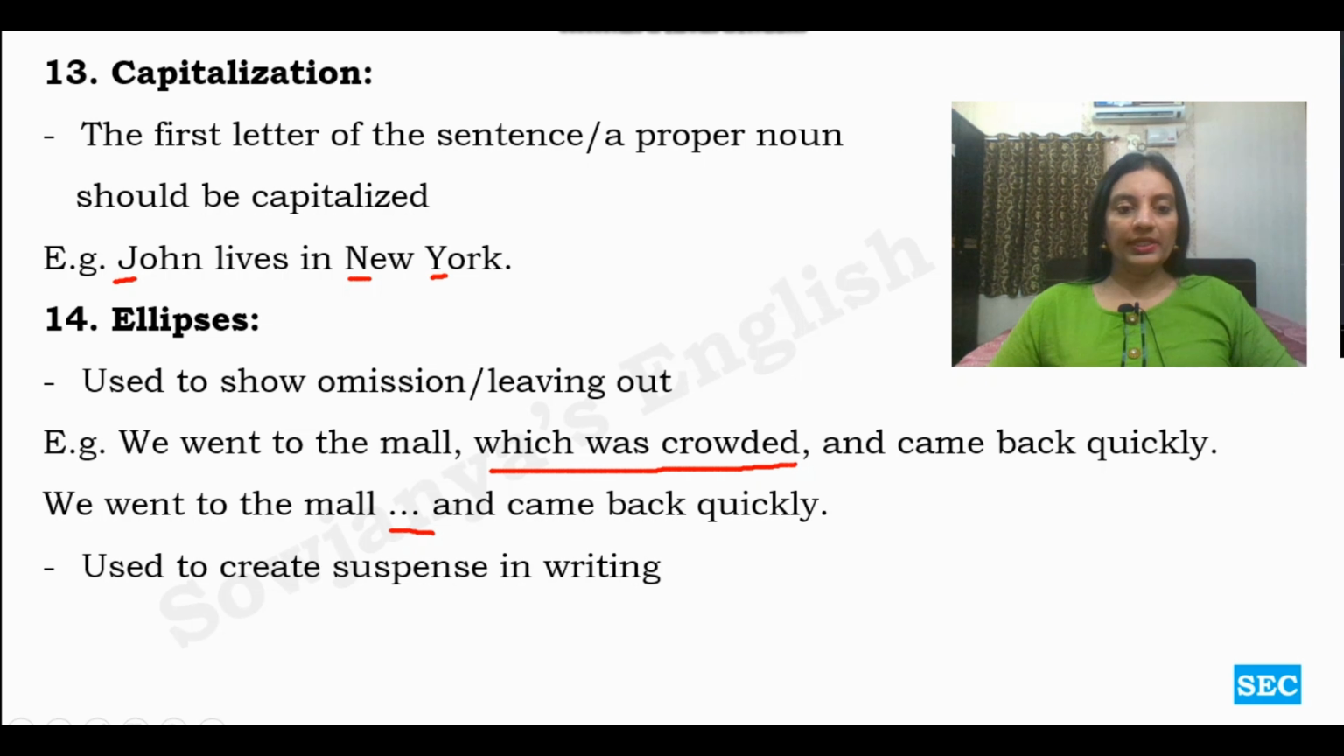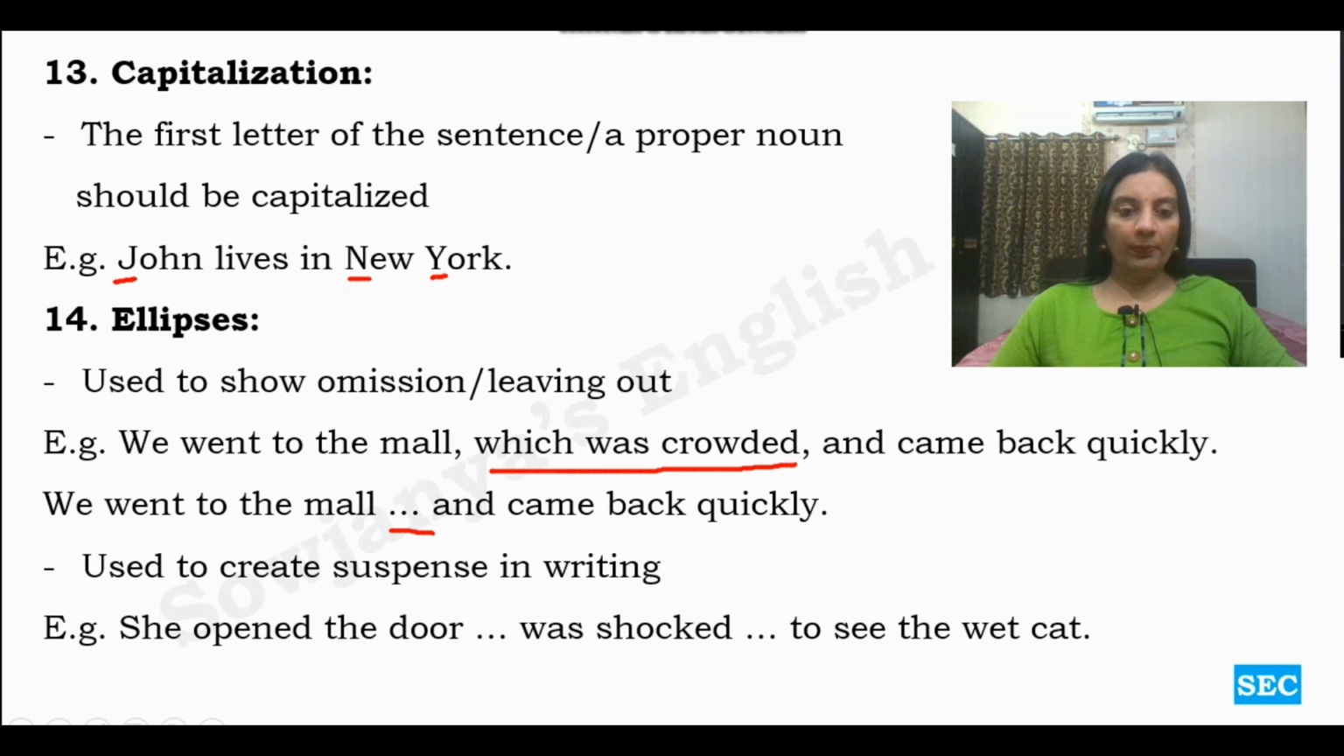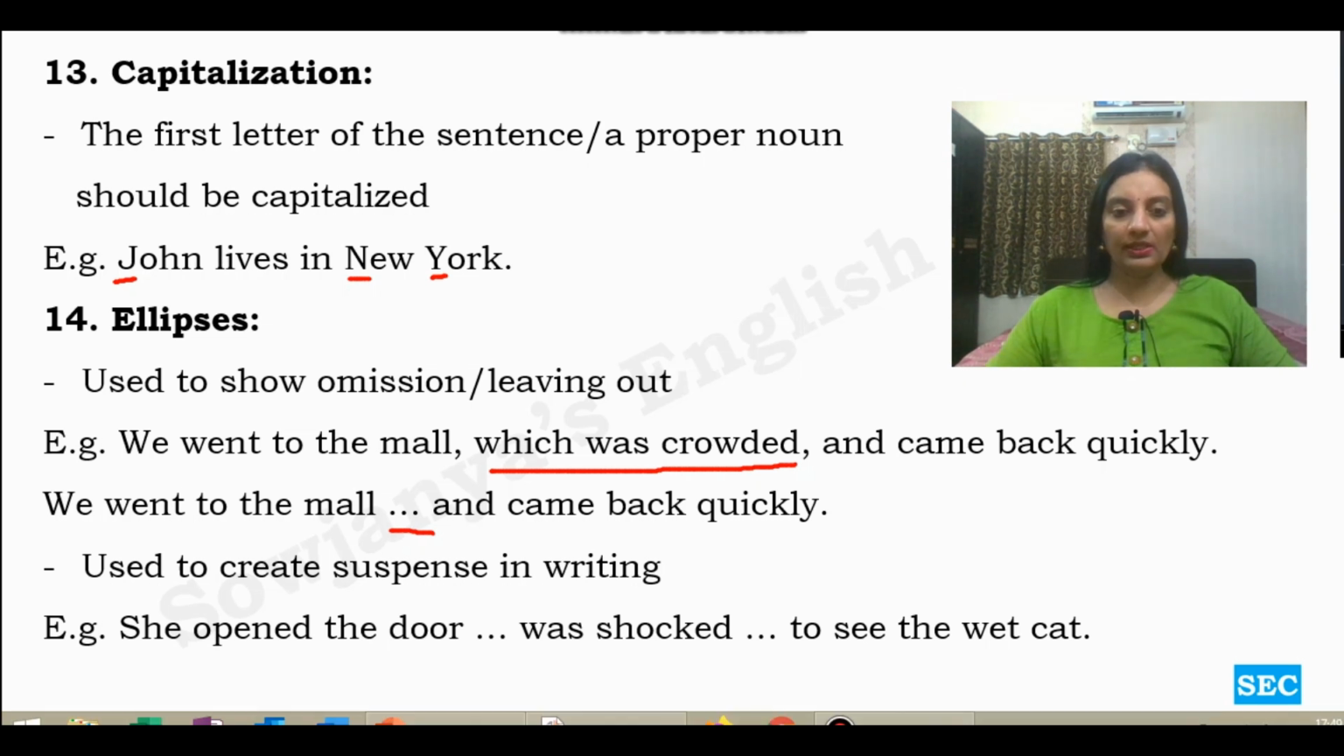They are used to create suspense in writing. You can observe this in books, novels, and all. She opened the door... was shocked... to see the wet cat. The writer is using ellipses to create that kind of mood, suspense. She opened the door, ellipsis, in the sense, oh my god, readers will get nervous. What is going to happen? Was shocked, even more nervous. 3 ellipses over here to see the wet cat.